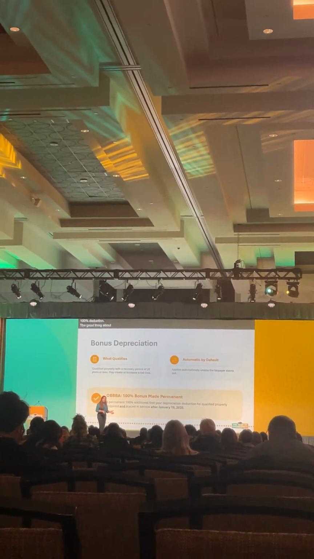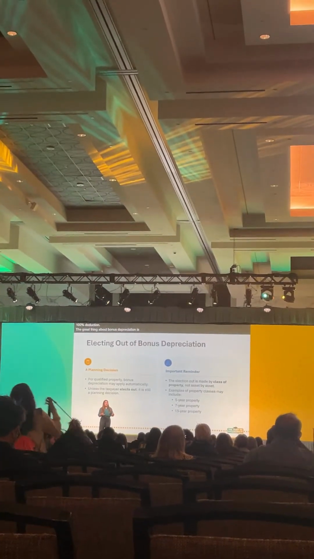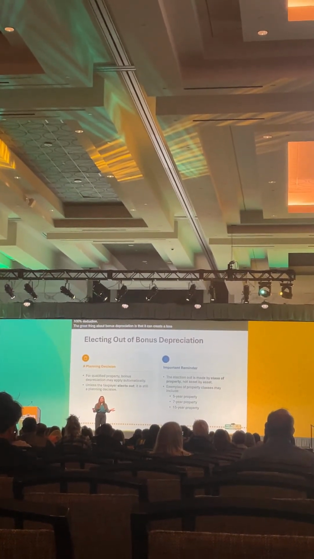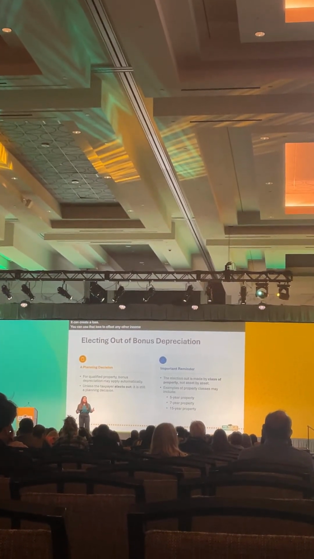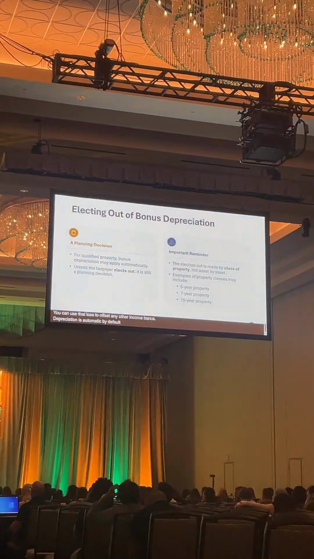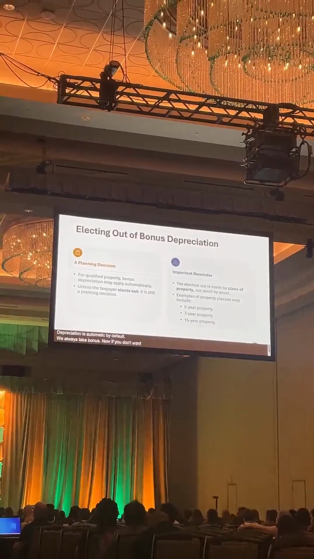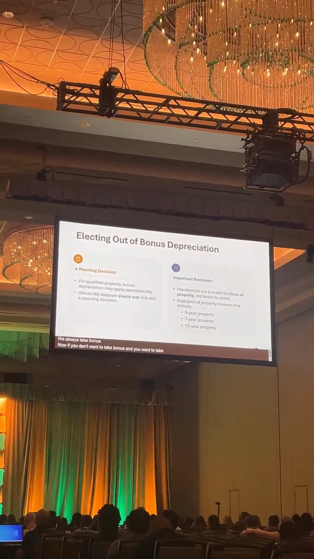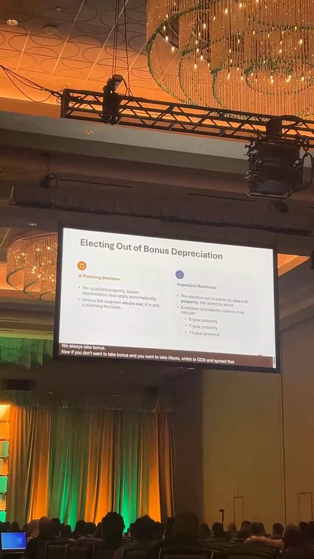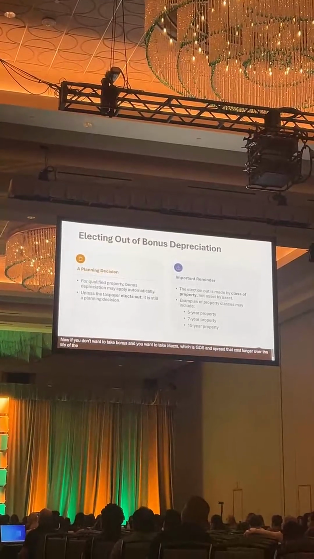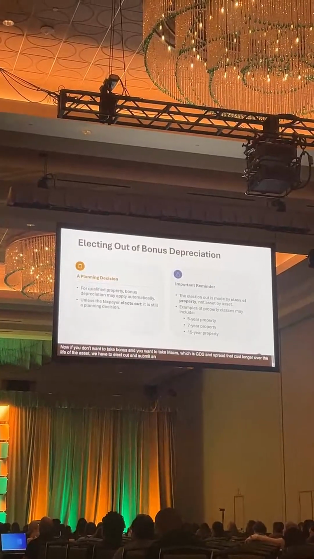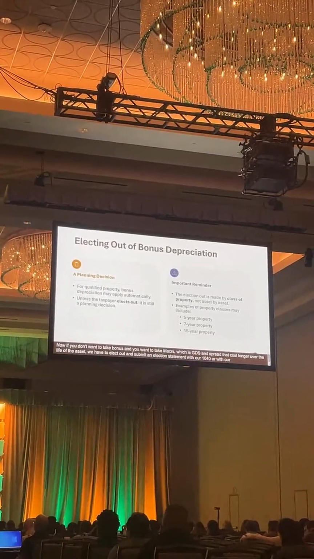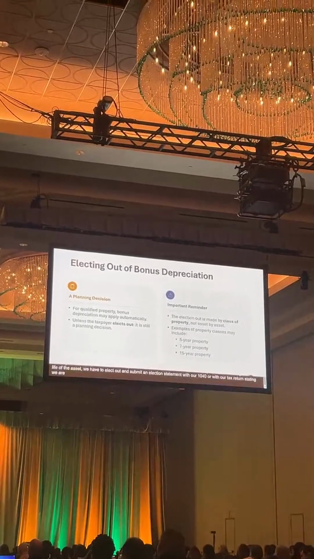The great thing about bonus depreciation is that it can create a loss. You can use that loss to offset any other income. Bonus depreciation is automatic. By default, we always take bonus. Now, if you don't want to take bonus and you want to take MACRS, GDS, and spread that cost longer over the life of the asset, we have to elect out and submit an election statement with our 1040 or with our tax return stating we are not taking bonus depreciation.